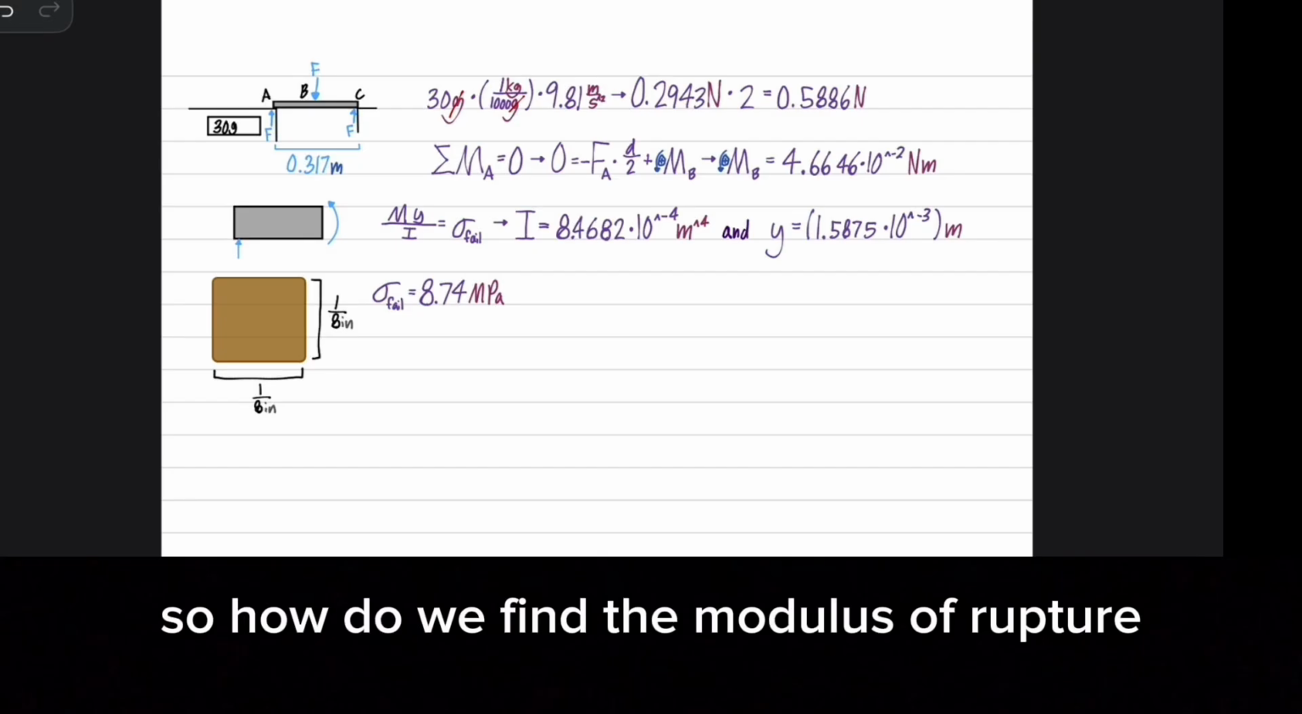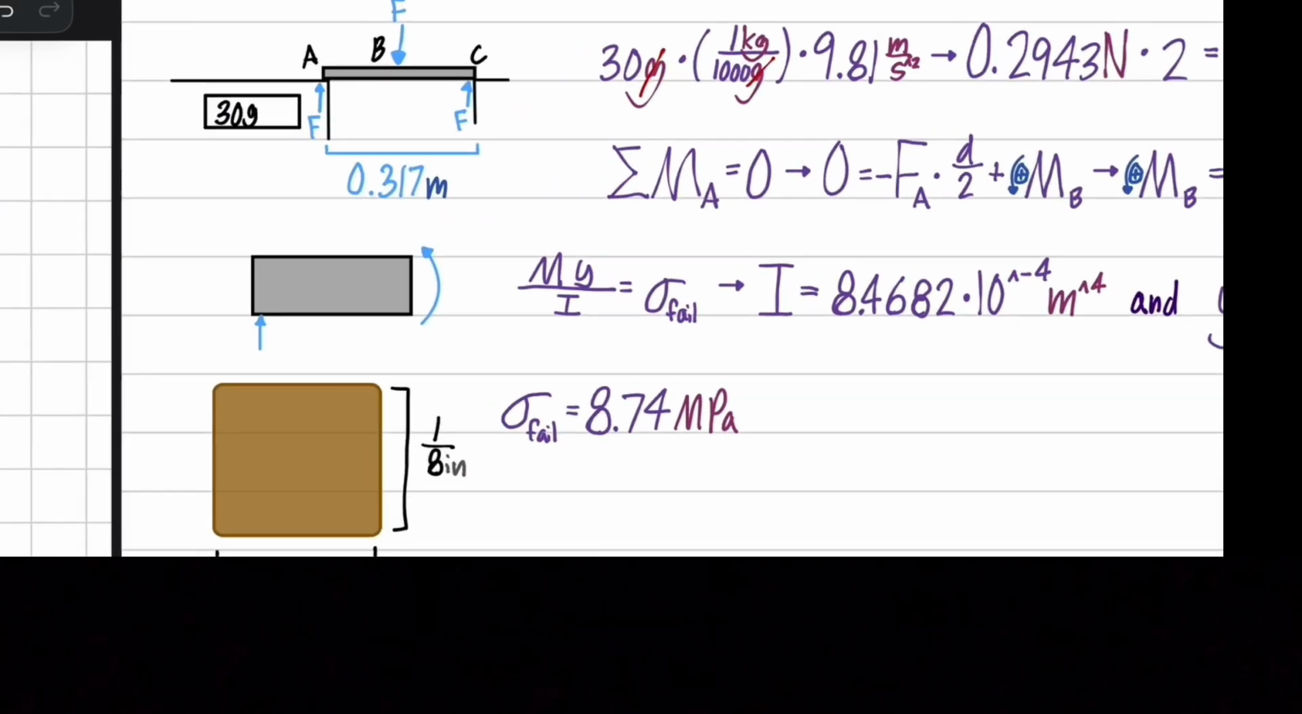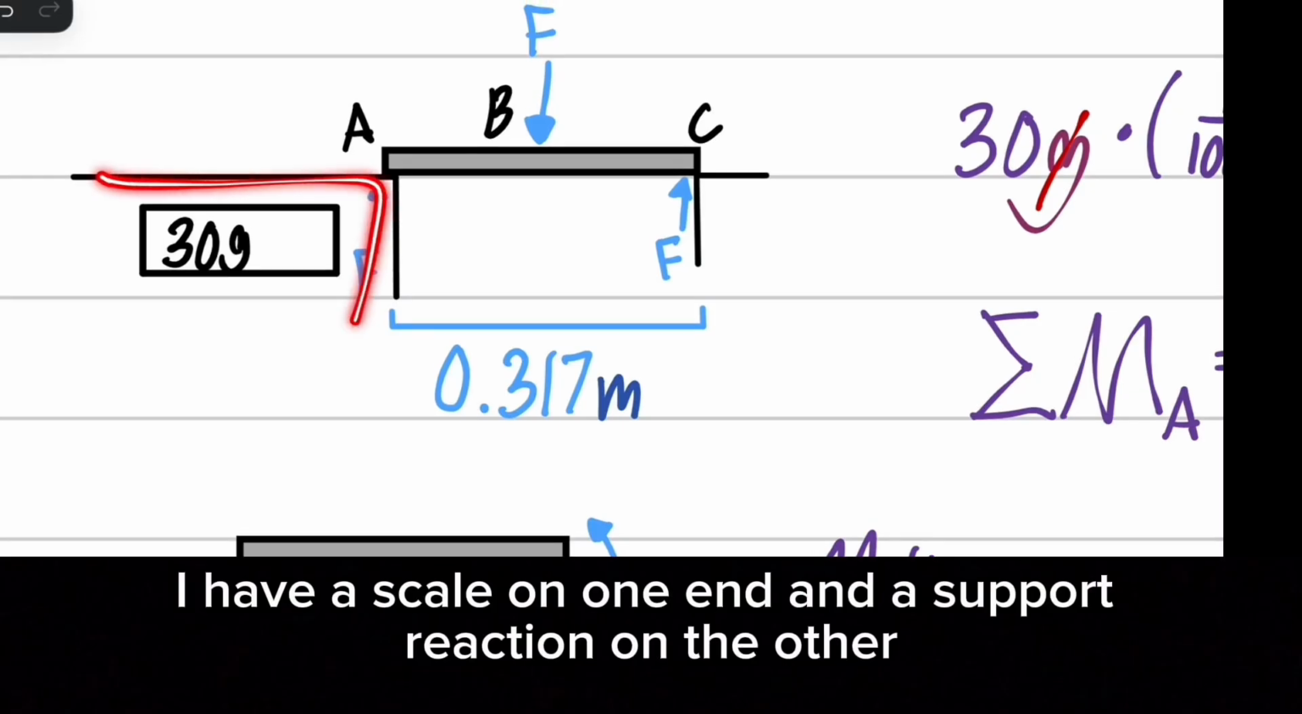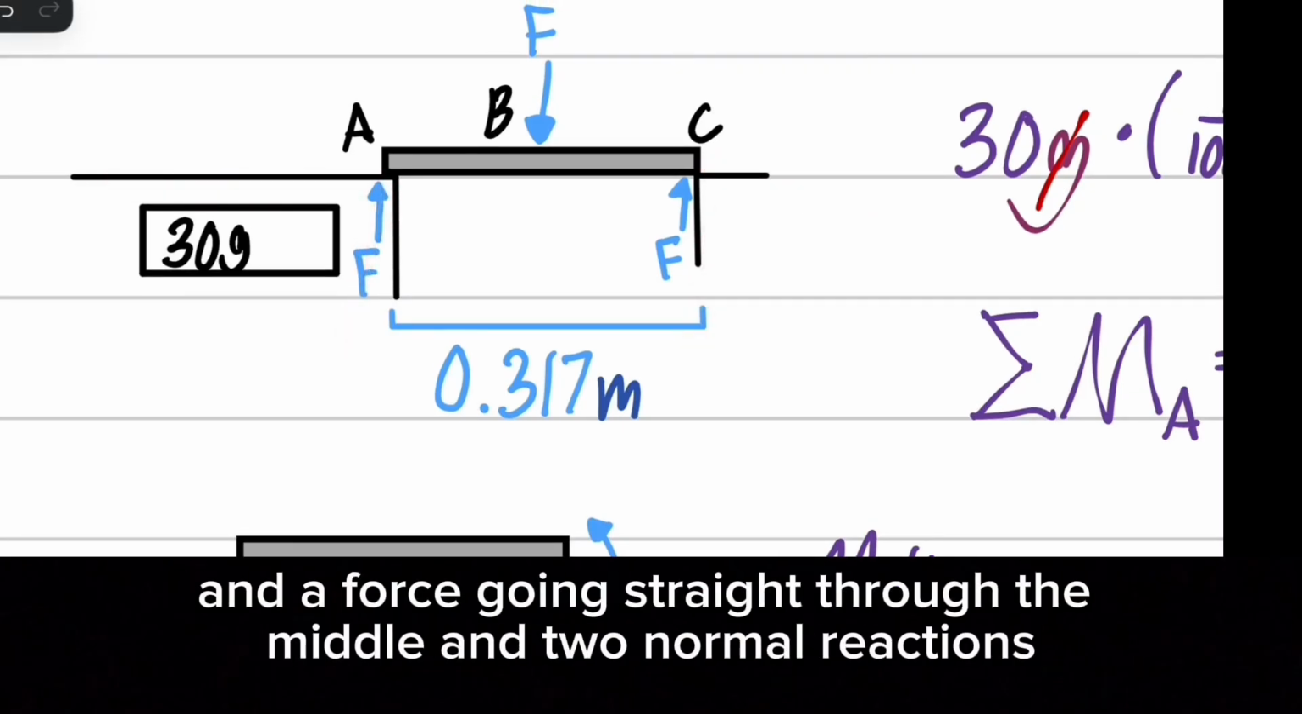So how do we find the modulus of rupture? So in my free body diagram, I have a scale on one end and the support reaction on the other, and a force going straight through the middle, and two normal reactions.